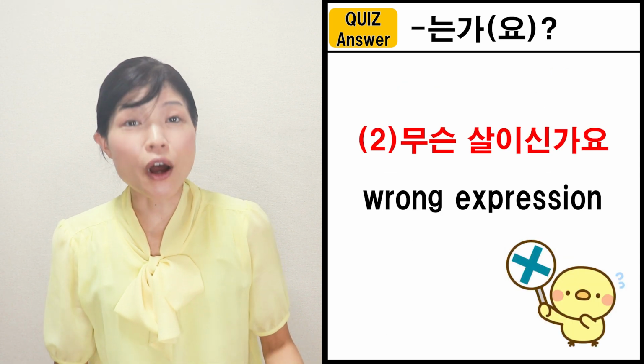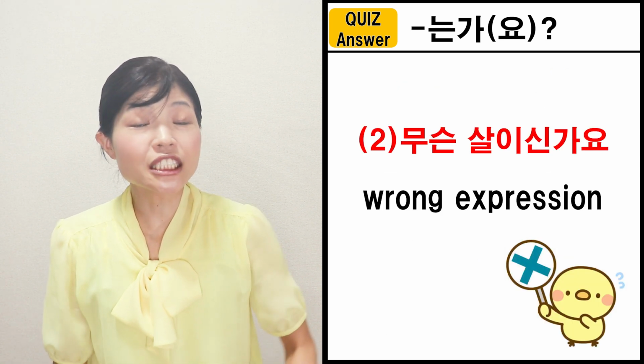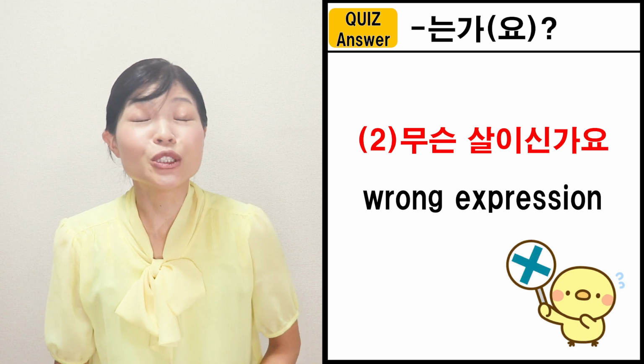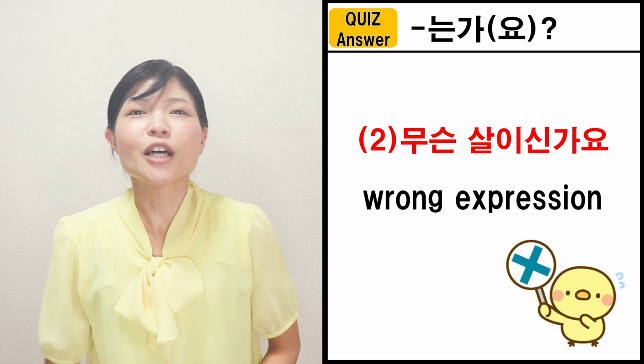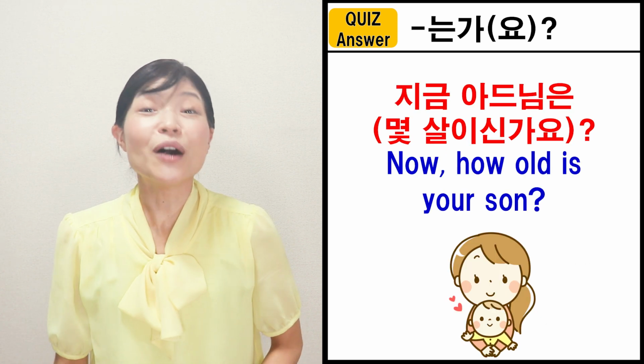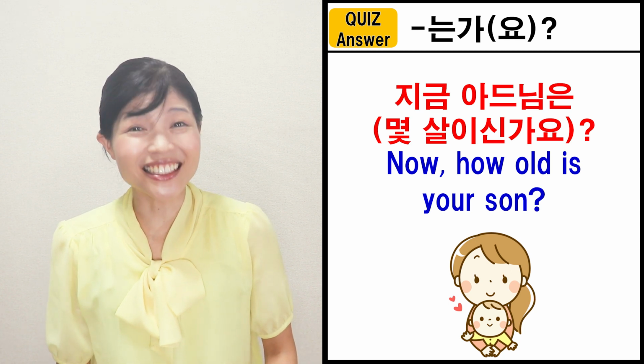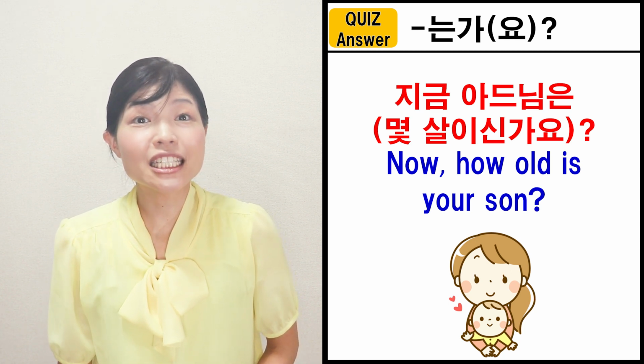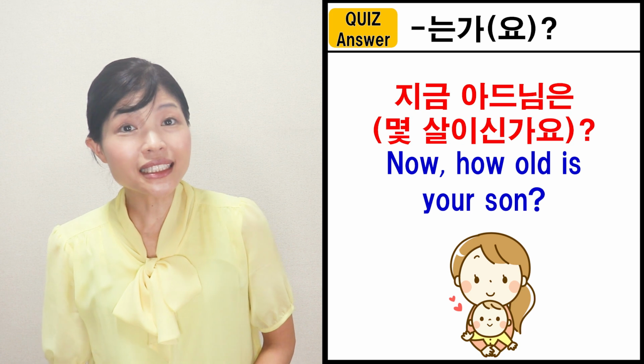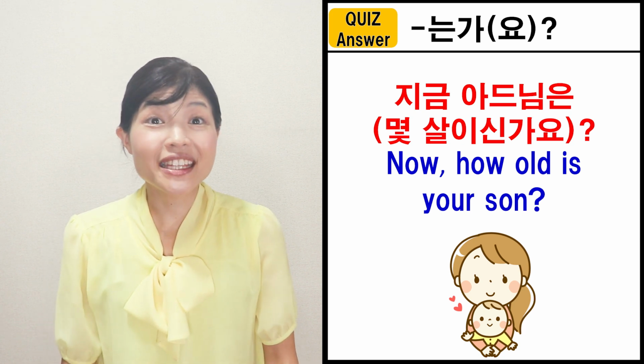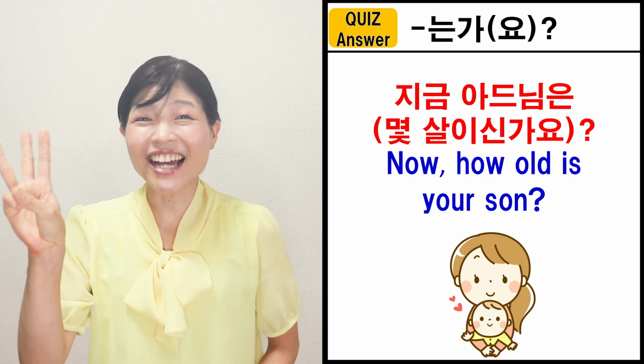Number 2 is wrong because there is no such expression as 무슨 살인가요? So be careful. Now, let's read the sentence together. 지금 아드님은 몇 살이신가요? Please read this part at least 3 times.